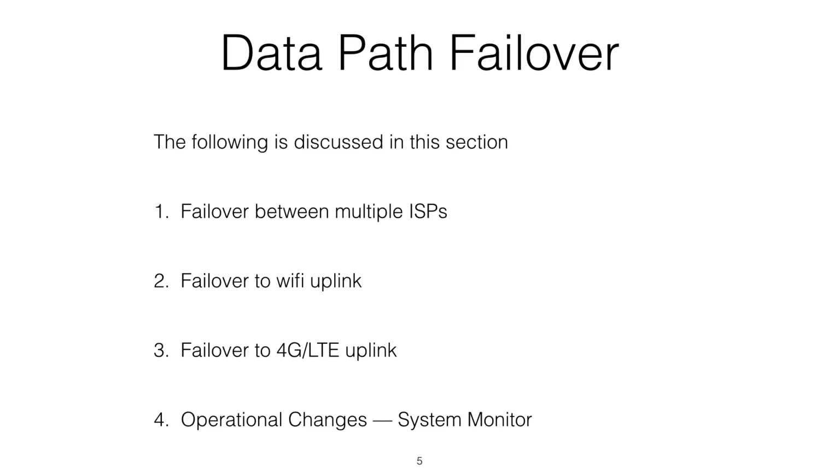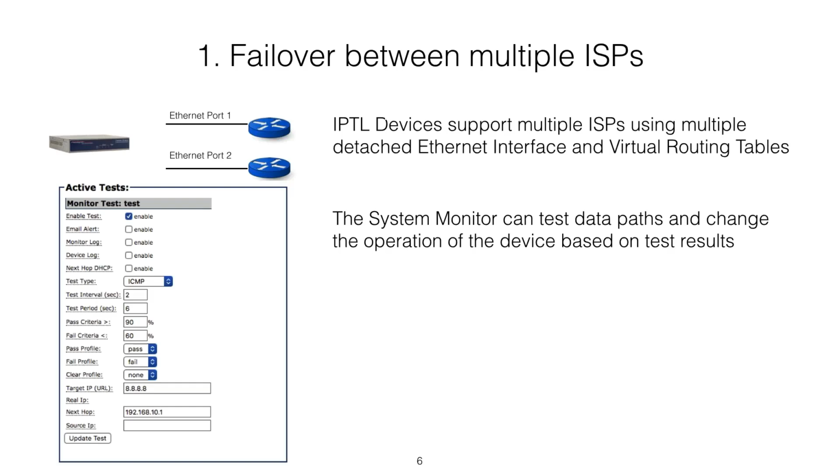So failover between multiple ISPs, failover to Wi-Fi, failover to an LTE. Any of these operational changes are all handled by the system monitor. And the next section, we're going to talk in a lot of detail on the system monitor. This is sort of just a quick snapshot of what the system monitor looks like, but we're going to get into this in a lot more detail in the next section.